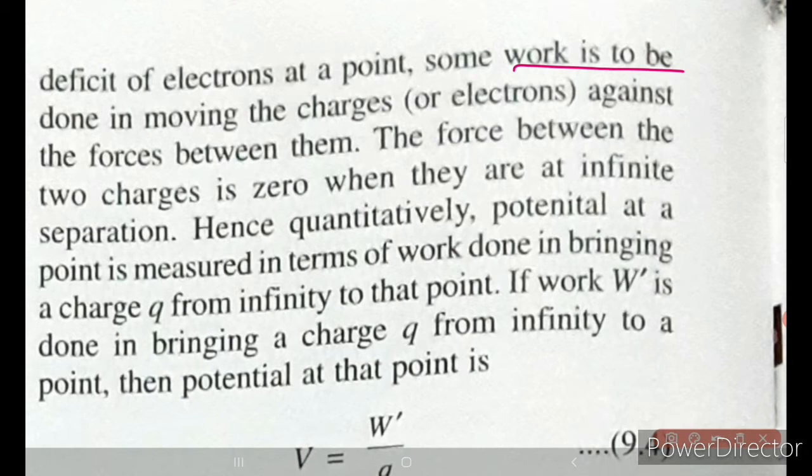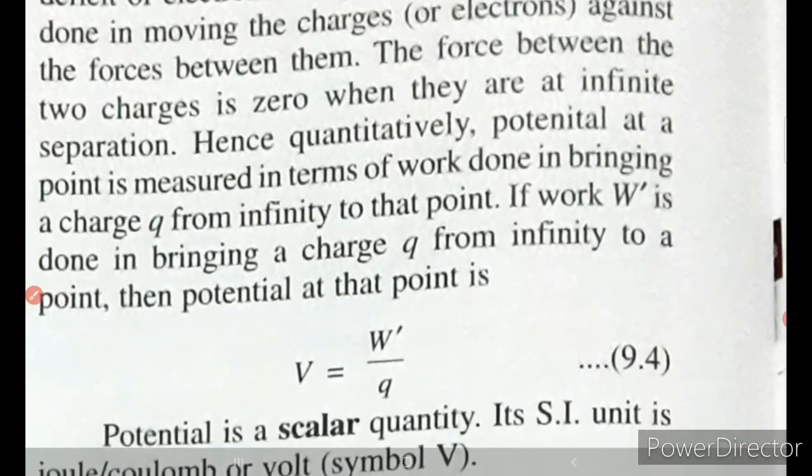Okay, thus quantitatively, potential at a point is measured in terms of work done in bringing a charge q from infinity to that point. If W' of work is done in bringing a charge q from infinity to that point, then the potential can be written as V equals, where V is the symbol for potential and potential difference, which is equal to work done upon the charge. Okay, work done to move this particular charge, right.